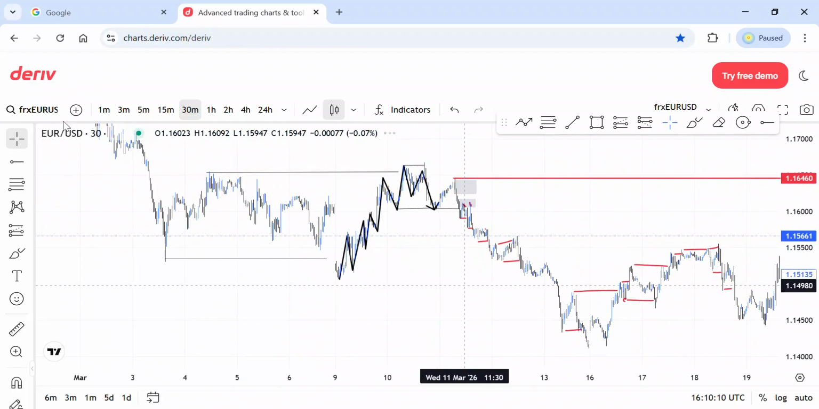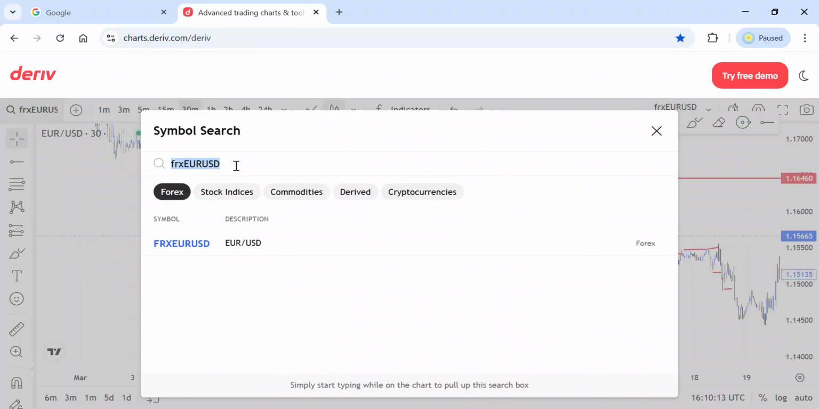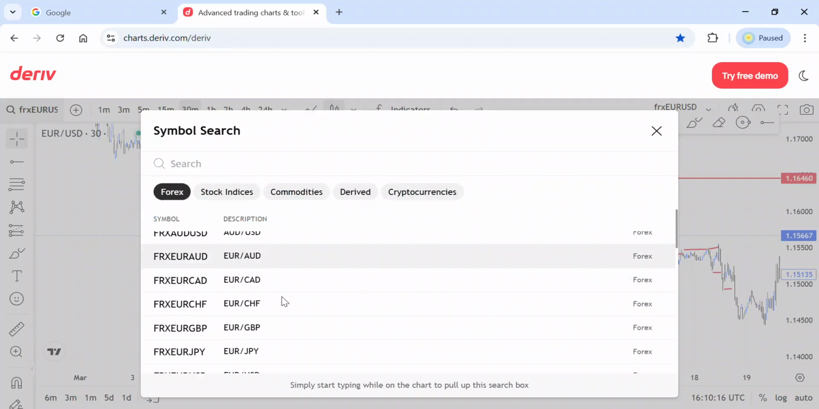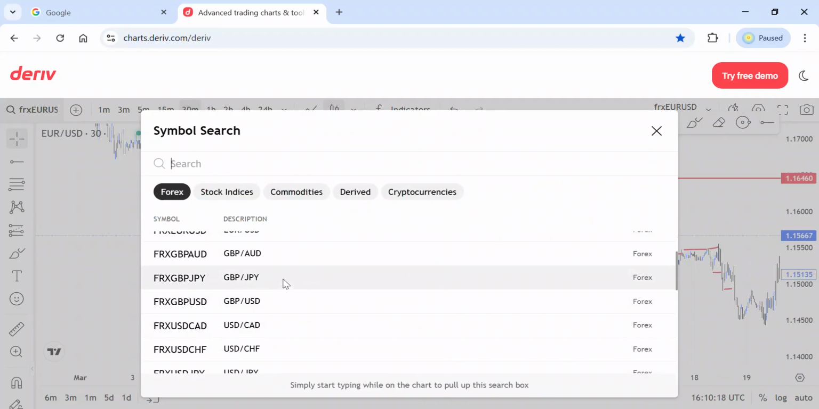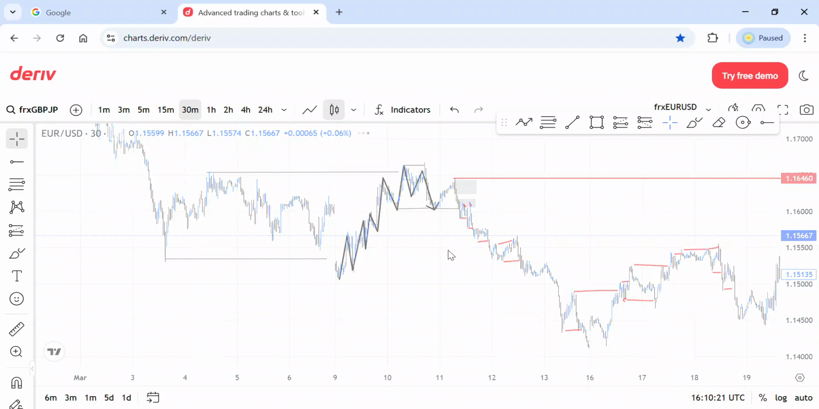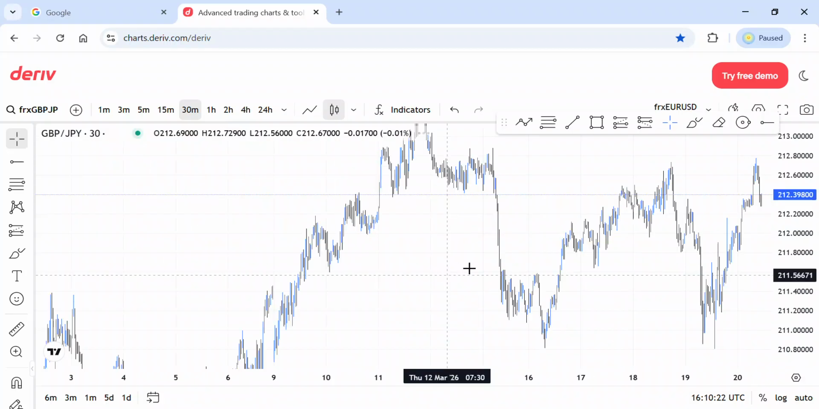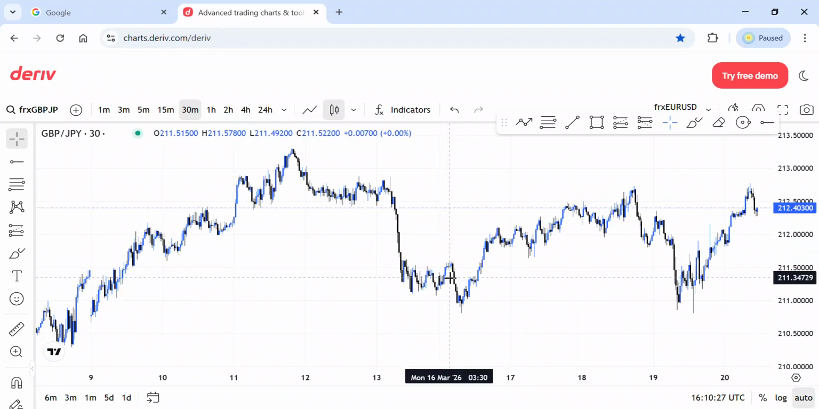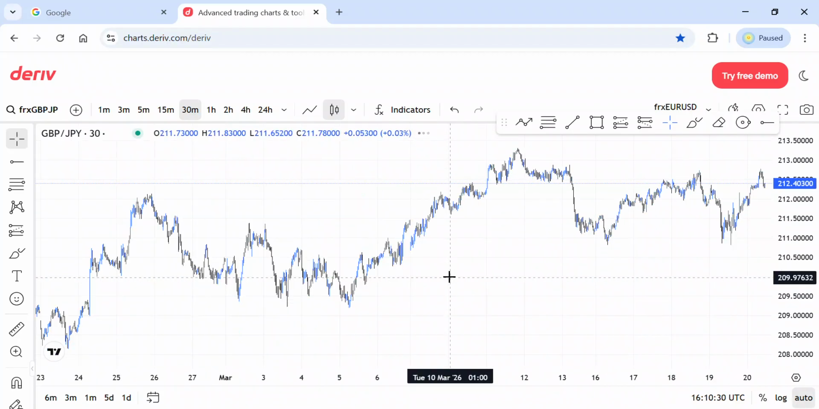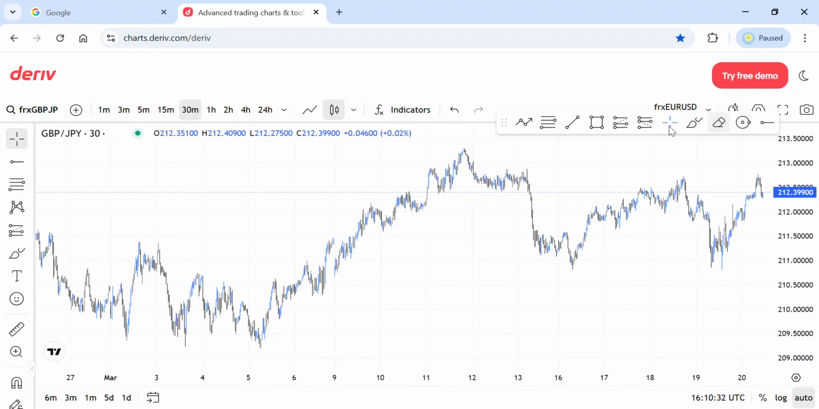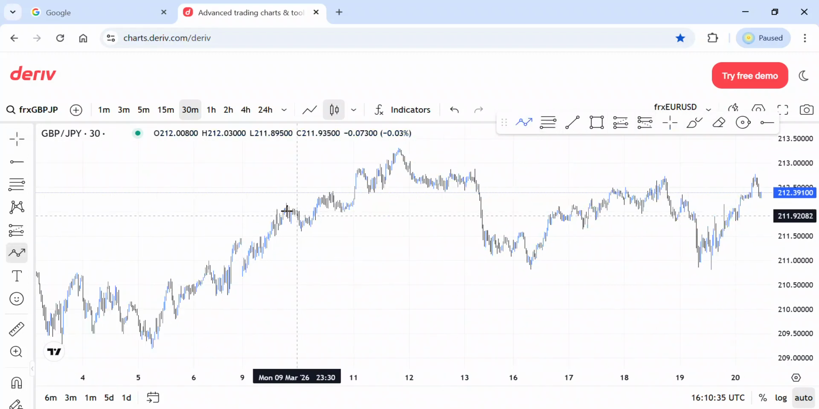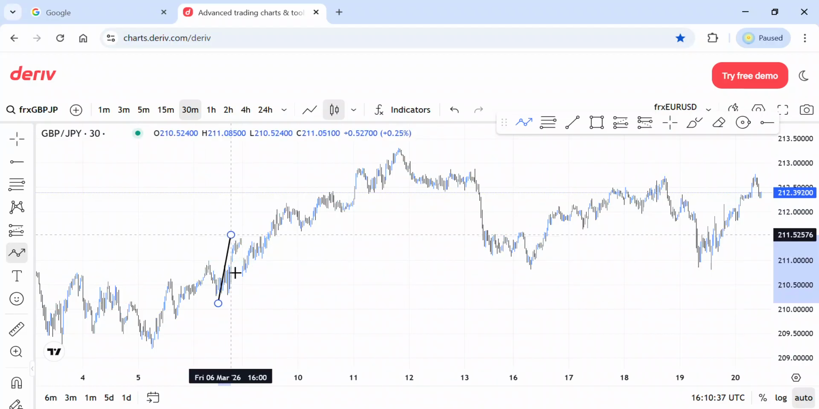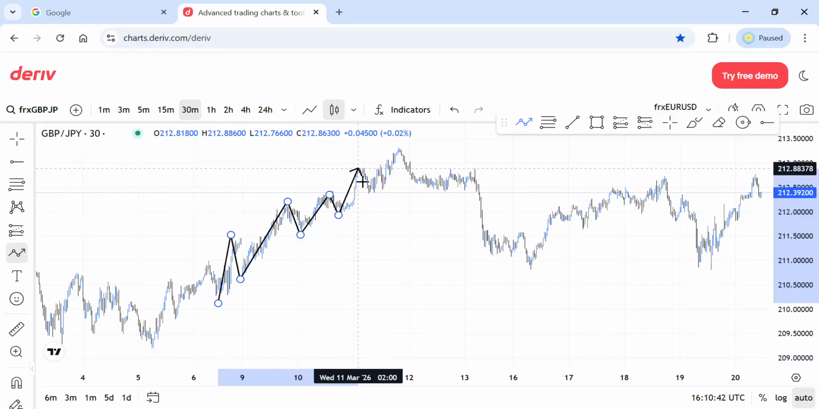So let's see if you're going to see another kind here. Let's just check maybe one more. What should we check? Okay, let's see JPY. Okay, very, very beautiful. As you can see, market has been giving us a series of higher highs, higher low, higher high, higher low, higher high, higher low, higher high, higher low, higher high here.